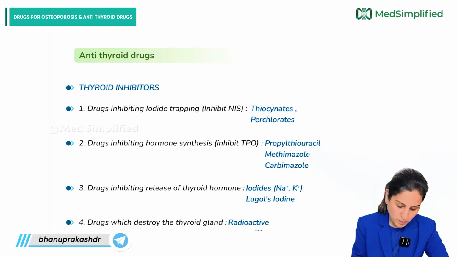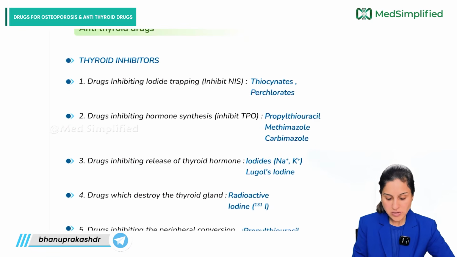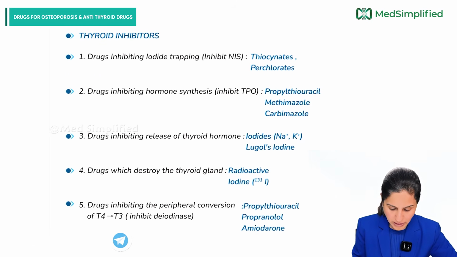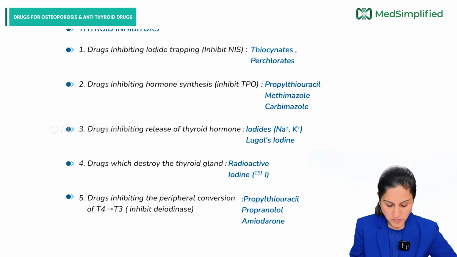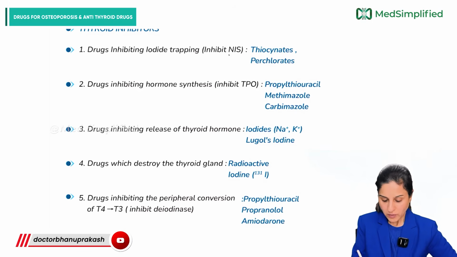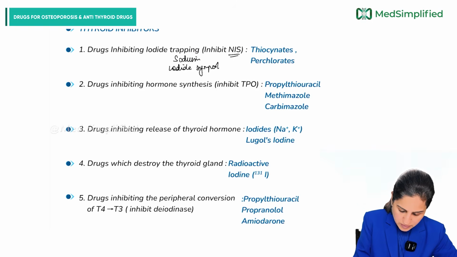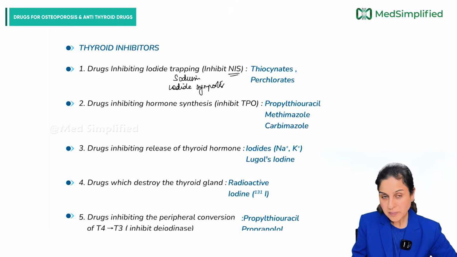Moving on to the next topic, your anti-thyroid drugs. So, these drugs are given in cases of hyperthyroidism. So, we have these various thyroid inhibitors. The first group of drugs are the drugs inhibiting the trapping of the iodide, and they inhibit a special type of transporter which is sodium iodide symporter. These are thiocyanates and perchlorates.